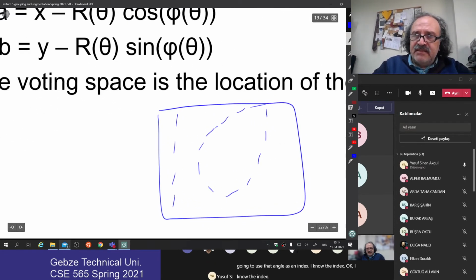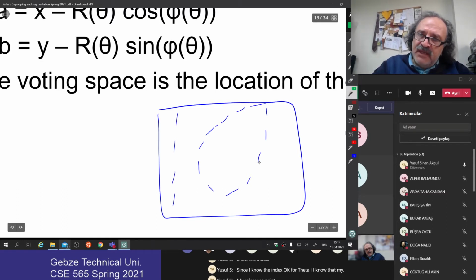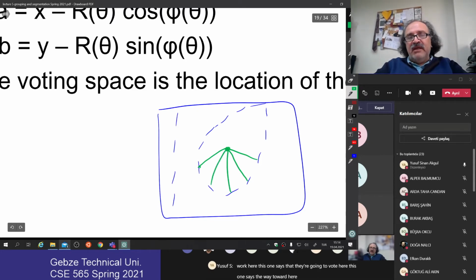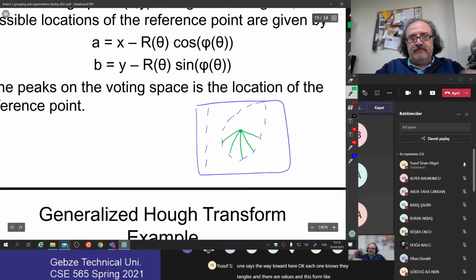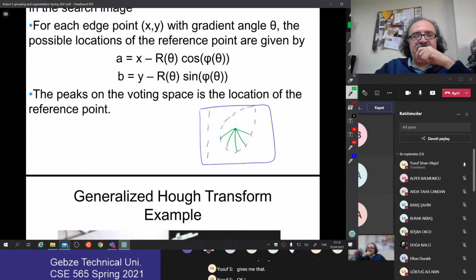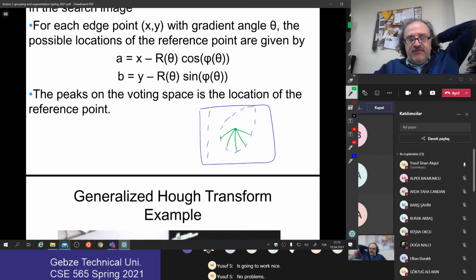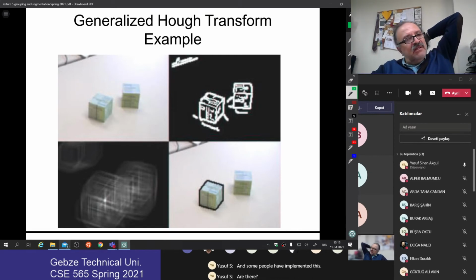Since I know the index, for theta I know that my reference point should be in this direction and at this length. So I am going to vote here. This one says that I am going to vote here. This one says that I am going to vote here. This one says that I am going to vote here. Each one knows their theta angles and their R values, and this formula gives me that. And generalized Hough transform works this way. If you stay within the assumptions, it's going to work nicely, no problems. That's called generalized Hough transform. Some people have implemented this on real hardware in the 3D world, and it can locate these kinds of cubes, etc.